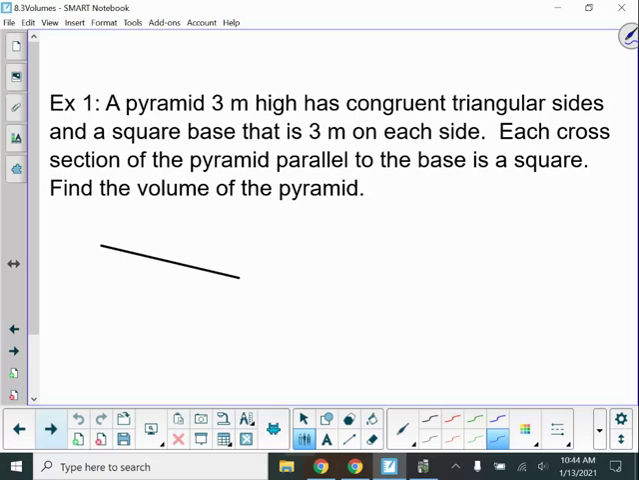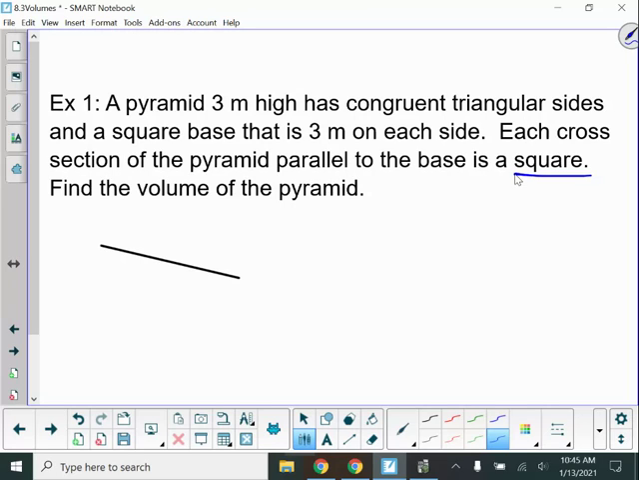So that leads us to example 1. It says a pyramid 3 meters high has congruent triangular sides and a square base that is 3 meters on each side. Each cross-section of the pyramid parallel to the base is a square. So it does already tell me what my cross-section is. In this case, I know my cross-section is going to be a square, and I want to find the volume of a pyramid.